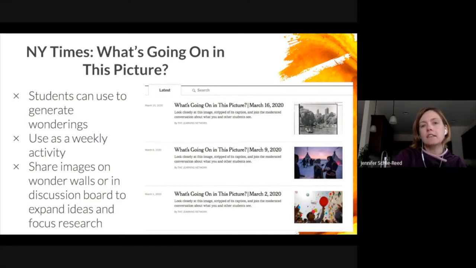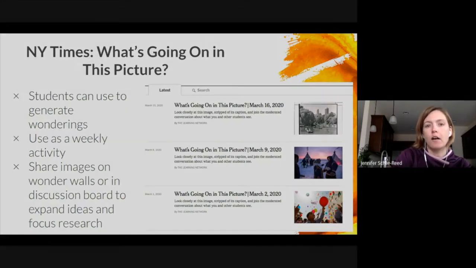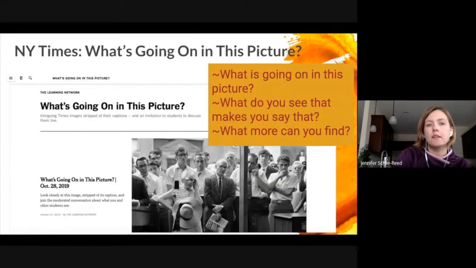And the nice thing about it is they have them all archived for the years that the New York Times has done this. So even if the article or picture for the week doesn't match what you want to use, you can go back in time, share those images, do a wonder wall, or try some of these visible thinking strategies as well. For example, the typical questions the New York Times asks for this activity are: What is going on in this picture? What do you see that makes you say that? And what more can you find out?